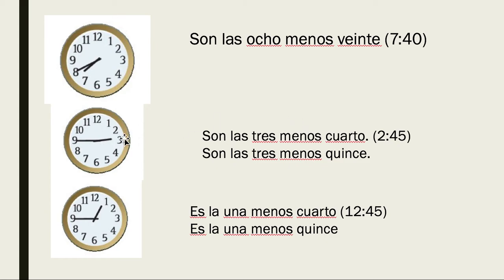In this case, the clock is showing 2:45, so in English we could say quarter till 3. So we would go to the next hour, 3, son las tres, add menos, which is minus, and we could either say cuarto or quince, meaning it's 3 minus a quarter, or 3 minus 15 minutes. So son las tres menos cuarto, or son las tres menos quince.